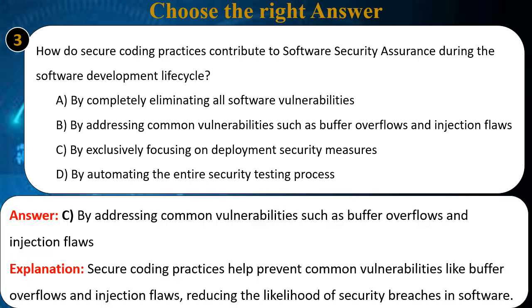While all the options have some connection to secure coding practices and software security assurance, the most accurate answer is B. By addressing common vulnerabilities such as buffer overflows and injection flaws. Here's why. Option A. While secure coding aims to minimize vulnerabilities, completely eliminating them is unrealistic. Option C. Deployment security is important, but secure coding focuses on prevention at the code level throughout the development lifecycle. Option D. Automating security testing can be helpful, but secure coding practices go beyond just testing and actively prevent vulnerabilities from being introduced in the first place.